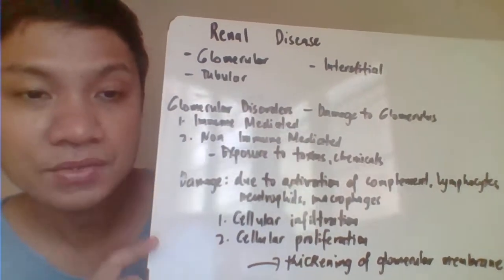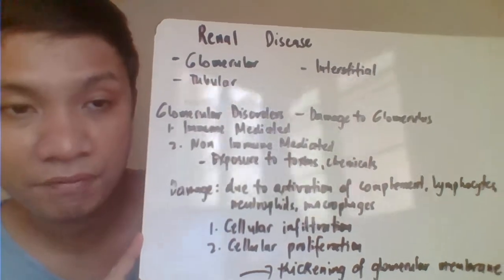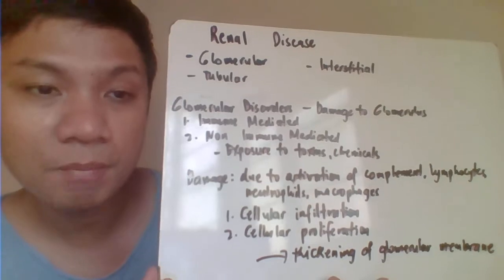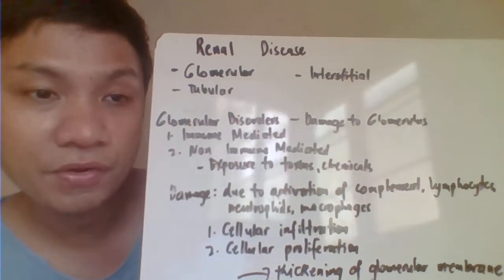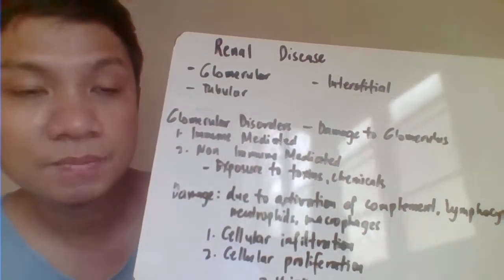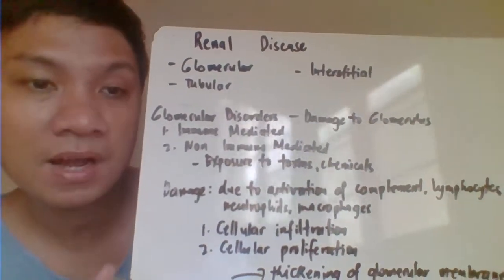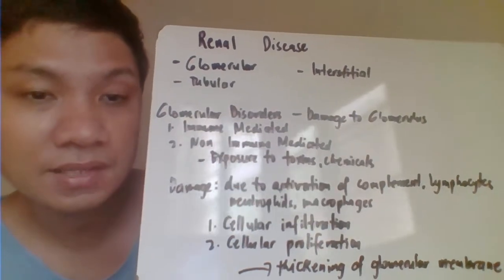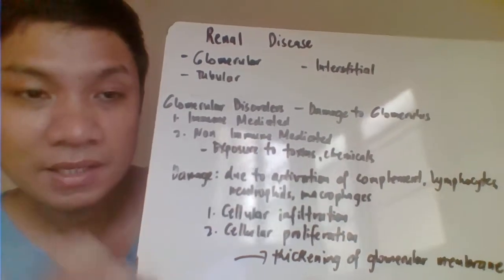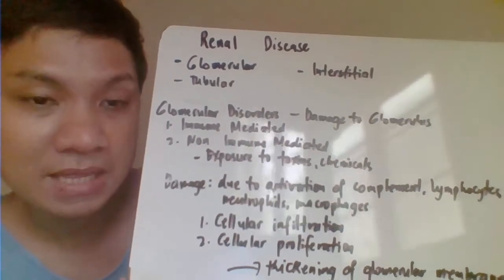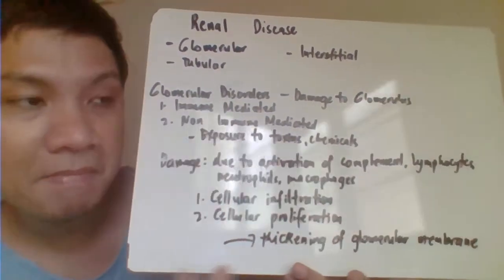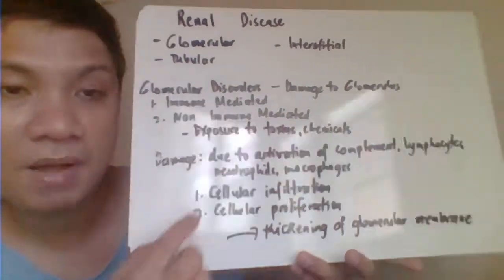So again, the damage in your glomerulus may be in the form of immune complex disorder. Most likely, the majority of our glomerular damage is because of the deposition of antigen and antibody complex within our glomerulus. And the damage is because of the activation of the different cells that try to remove the antigen and antibody complex that has been deposited in our glomerular membrane. Basically that is due to the activation of complement, lymphocytes, neutrophils, and macrophages.